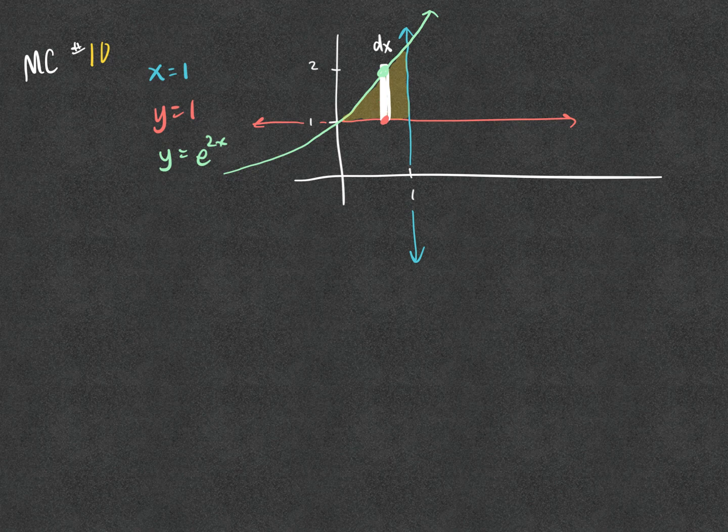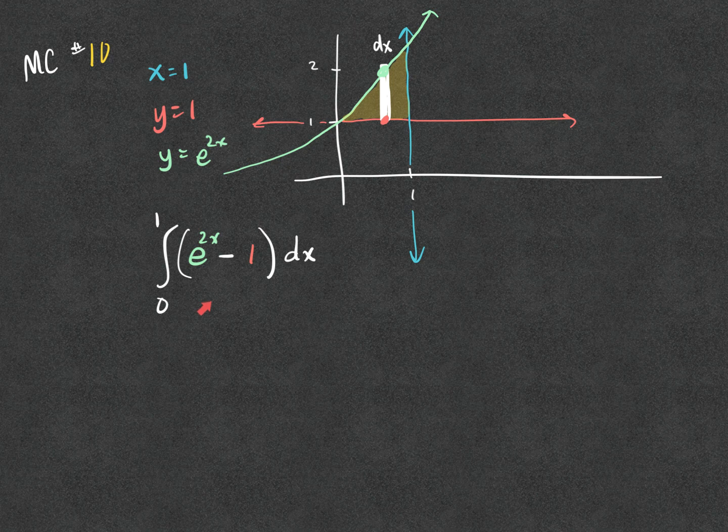Area of that rectangle is length times width. So we're going to accumulate all these rectangles as they get infinitely skinny. The area of this region is accumulating rectangles as x goes from 0 to 1. The width of the rectangles is dx, and the height of the rectangles is the green y value minus the red y value. This is the area of the region in question.